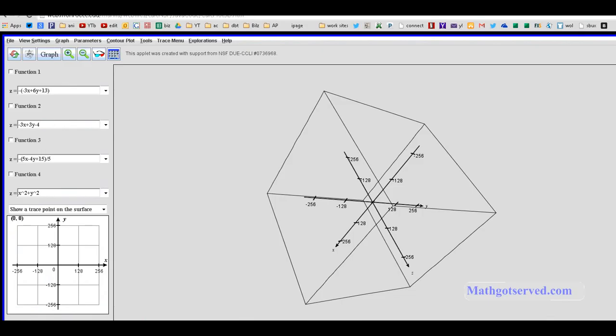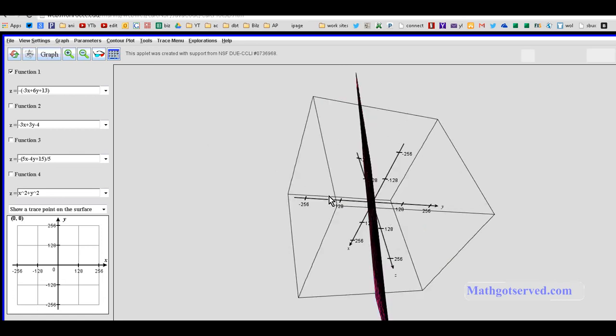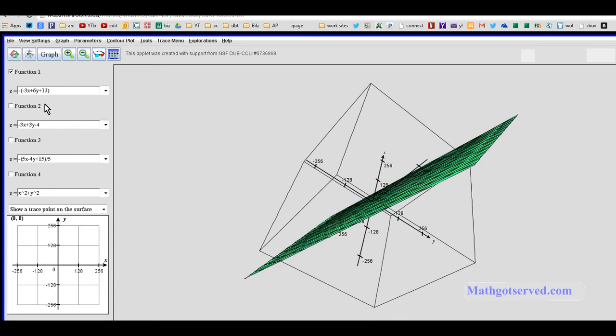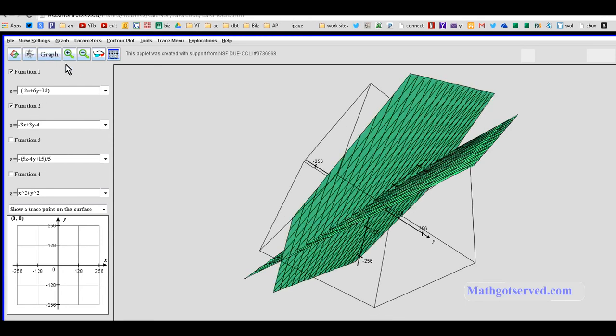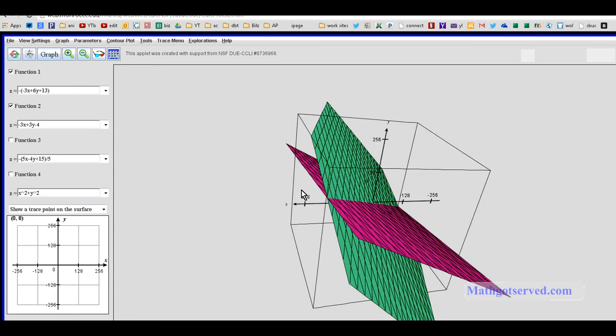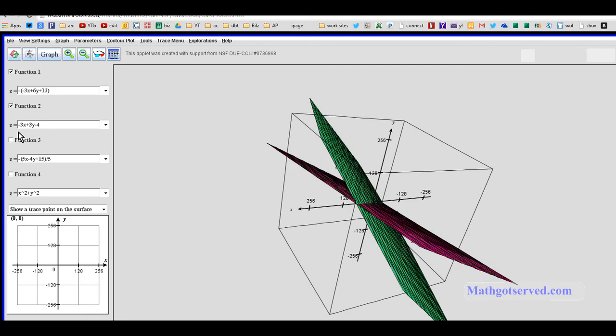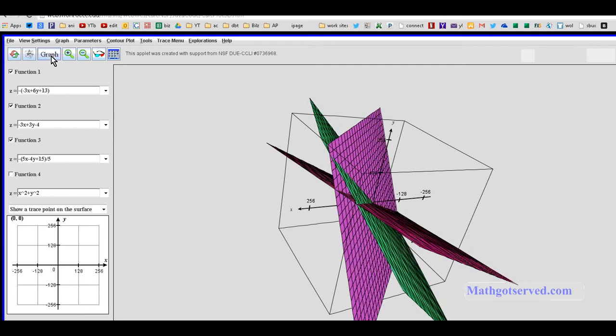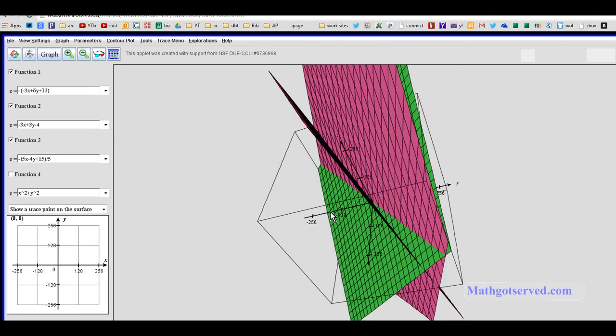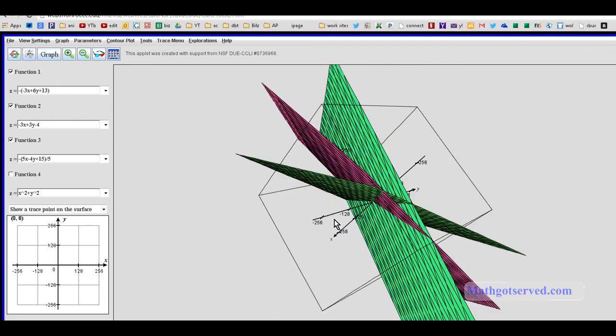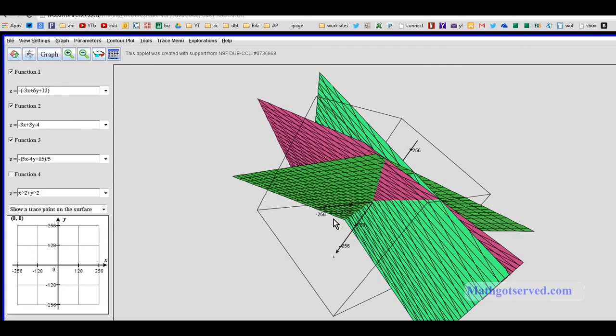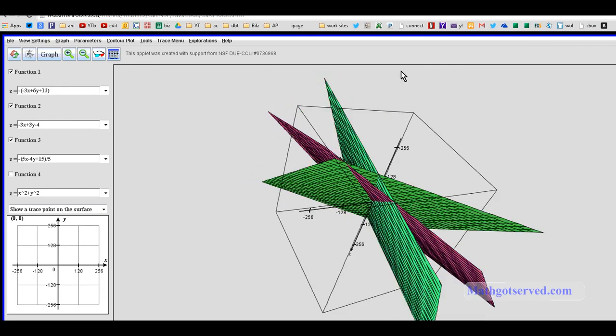All right, so let's take a look at the graph. So let's grab the first equation. There goes the first plane, the first equation. Let's graph the second equation, represented by this plane. And then the third equation, represented by that plane there. So you see that the three planes intersect at a point. Can you see where the solution is? Well, to help you really see it, let's go ahead and graph the point.